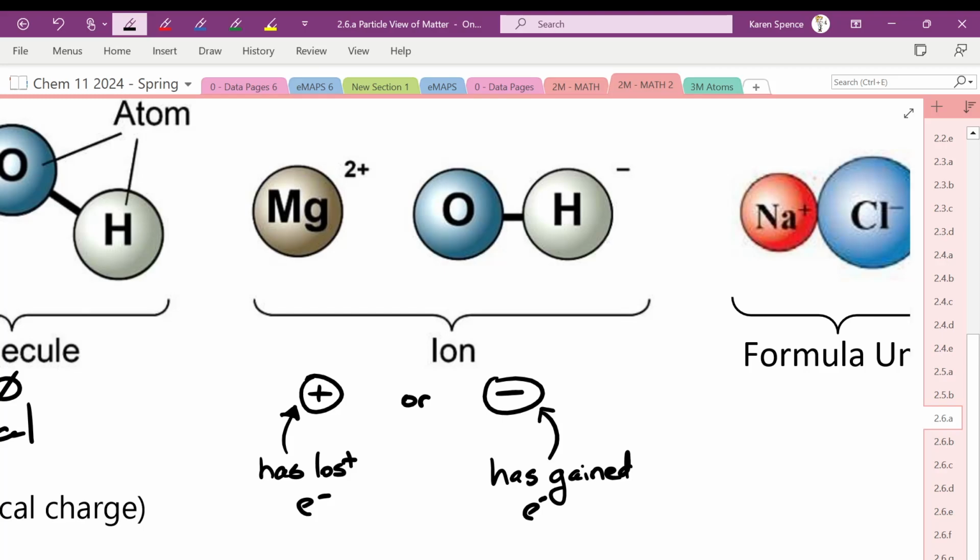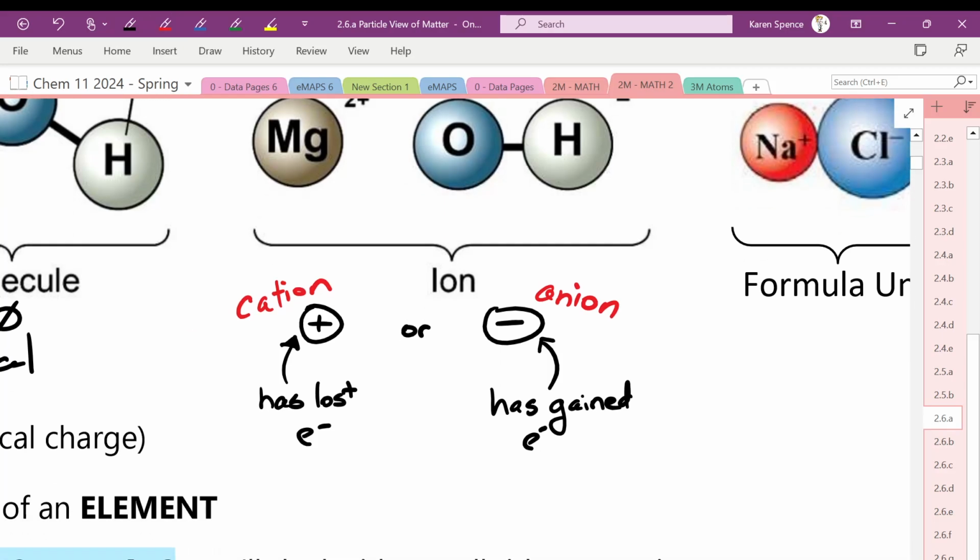And if it is positive, what is the name that we give it? That is a cation. And if it is negative, what is the name that we give it? Anion. And if we're not considering polyatomic ions, which we will do in a minute, but if we're not considering them right now, what type of element forms cations? Metals form cations. Metal ions, and anions are non-metal ions.